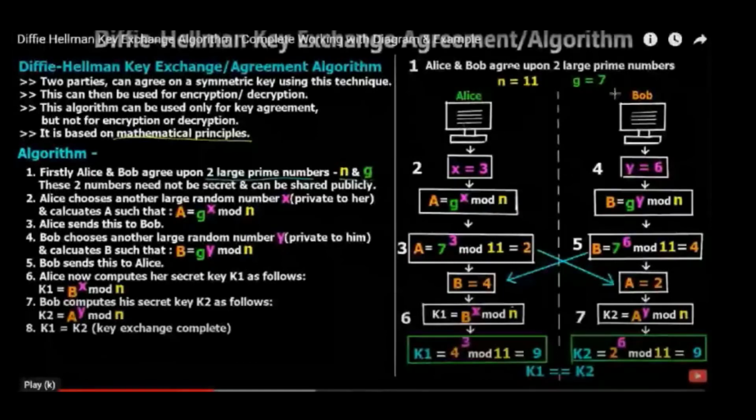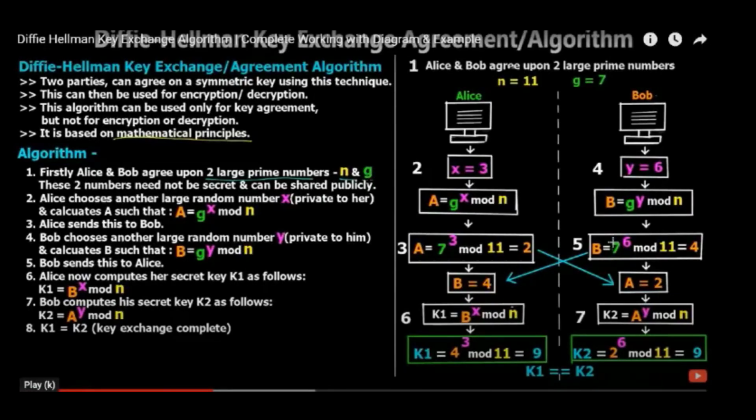For example, I take K equal to 9. If I send 9 to this person, somebody will capture that. There are a lot of chances available for data capturing. Your key will be leaked. But what I want to do is not exchange the key, but both the parties must have the key with them. So what you can do is go for the Diffie-Hellman key exchange algorithm.